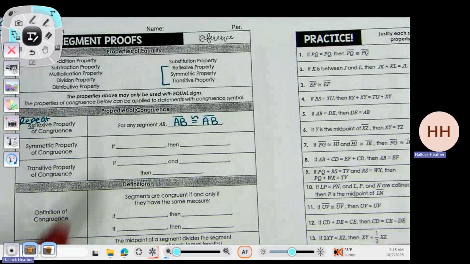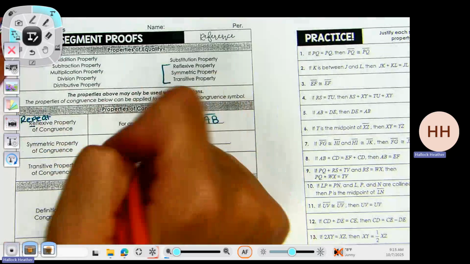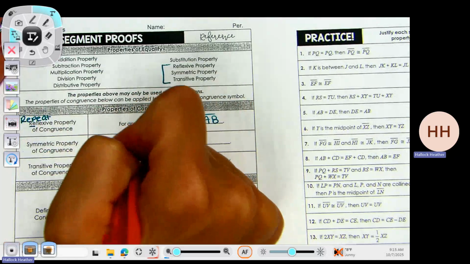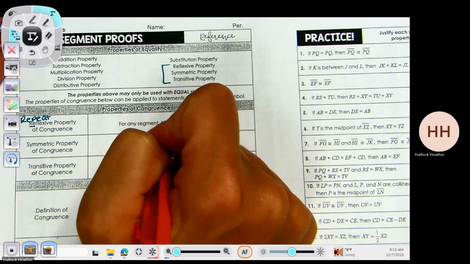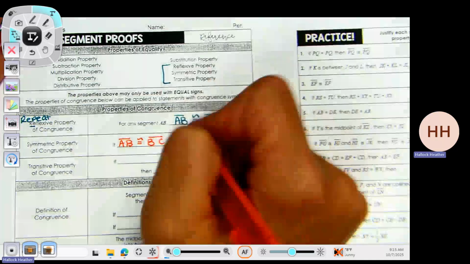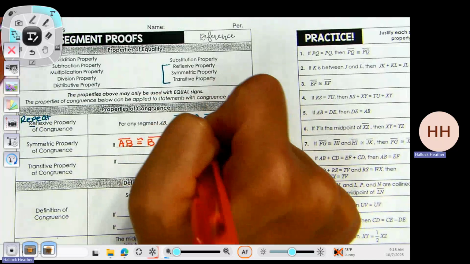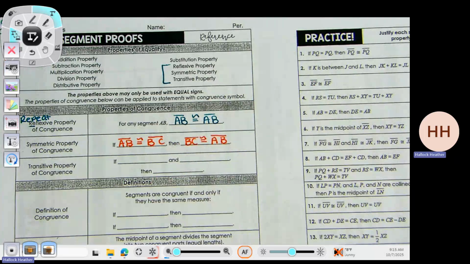For the next one, it says symmetric property. What did we learn about this one yesterday? It's the same, but it's flipped. And that's why people get symmetric and reflexive switched. Symmetric is the same. So if I say AB is congruent to, let's say, BC, then BC is congruent to AB. So it's literally identical, but it's flipped.